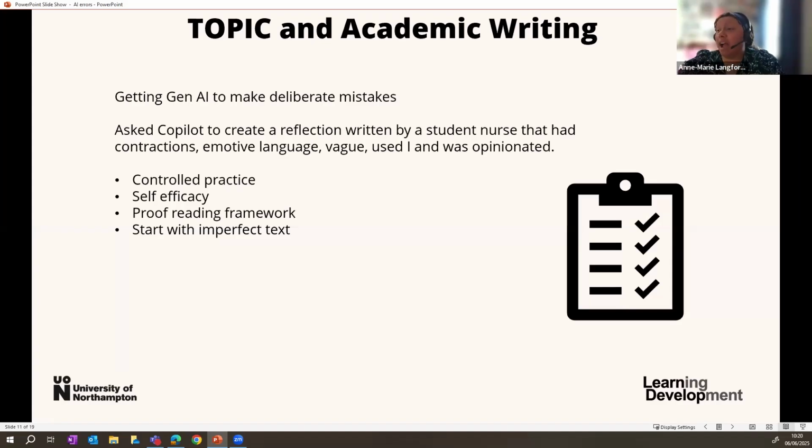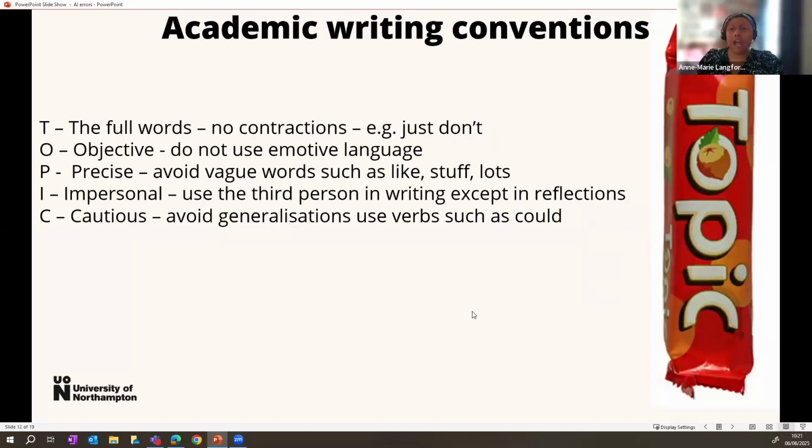But also to give them a framework for proofreading, so controlled practice of proofreading. So the idea is that they would use this topic checklist on their own work as well. And also modeling the idea that you can start with imperfect text and develop your ideas, because I think often students put pressure on themselves to write something brilliant first off.